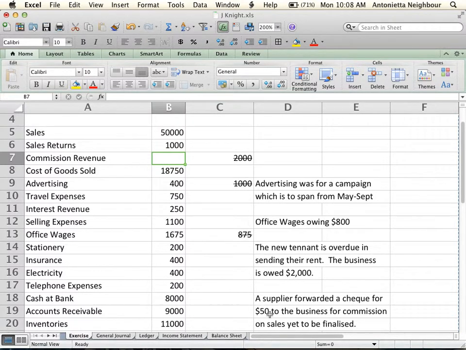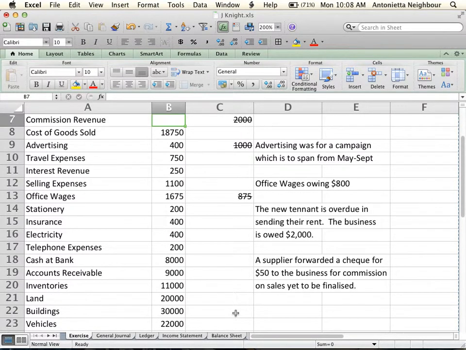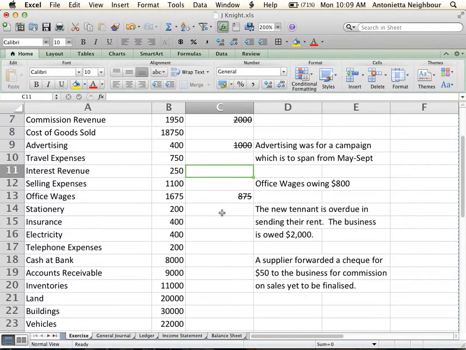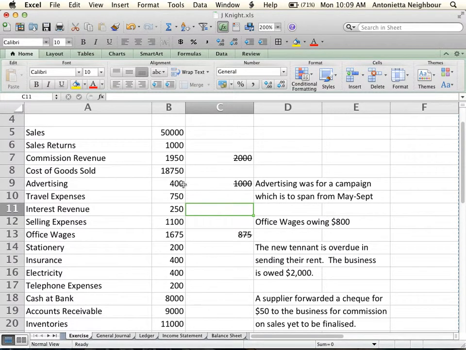It says a supplier forwarded a cheque. We've actually received the $50, but we have not earned it yet. So it should be 1,950. We need to decrease the $50 from it because we've received it, but we haven't earned it yet. So they've kind of jumped the gun in sending it out to us. Is that okay with everyone? Any questions? All right, so what have I done to the revenue account here to decrease it? What do you do to decrease the revenue account?